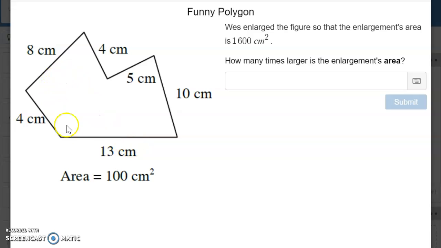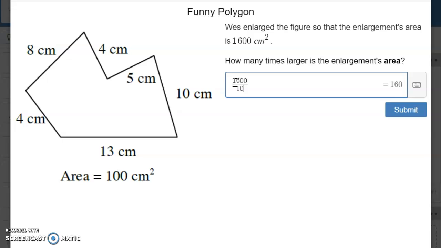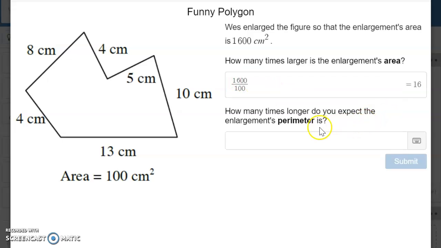Okay, so this is the original. The enlarged is 1600 centimeters squared. So what is the ratio between the enlarged to the original? That's going to be 1600 divided by 100, and that is going to be 16. Okay, so the area increased by a factor of 16.